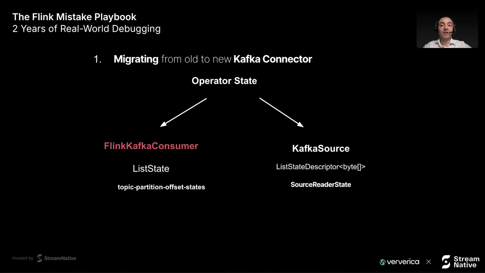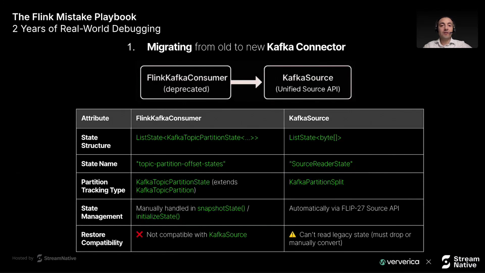So the object types of these Kafka consumer APIs are different between the old consumer and the new consumer. You can see the comparison between the old deprecated consumer and the new Kafka source API. Their state structures, state names, and partition tracking types are all compared in this table. But for our talk right now, what we are focusing on is the state name. You can see that the object of the old Flink Kafka consumer API is topic partition offset states, whereas the new one is source reader state.